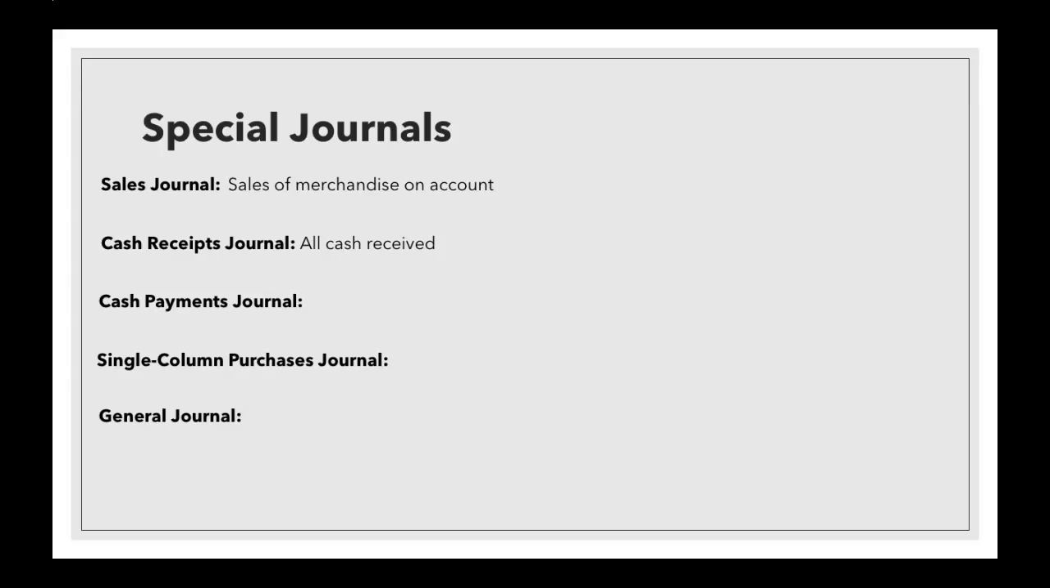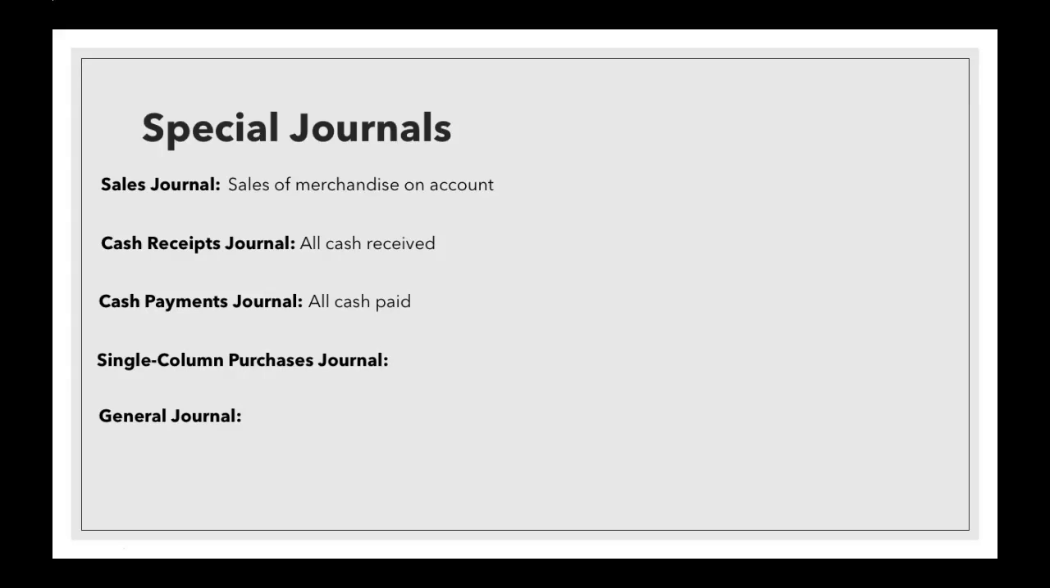So if we're dealing with a transaction where we are receiving cash, we know to throw that into the cash receipts journal. Same kind of idea here for cash payments journal. That's any time that we pay cash. So if we are crediting cash in our journal entry, that would fall under the cash payments journal.